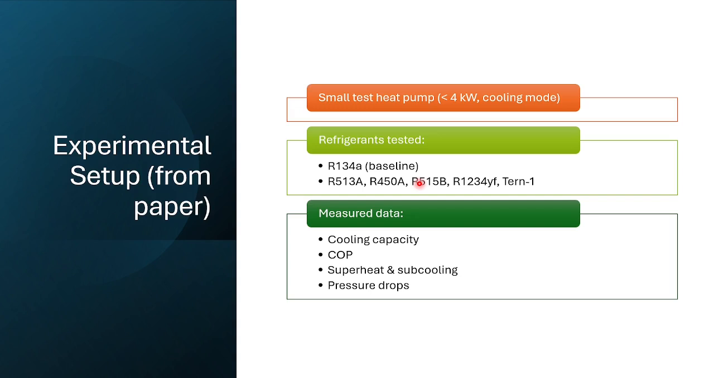In the next video, we will also test some high pressure refrigerants like R410A and its candidate replacements like R32, R452B and R454B. So tune in and also watch our next video regarding the high pressure refrigerant R410A and its replacements. The measured data in this experiment is cooling capacity, COP, superheat, subcooling, pressure drops, etc.